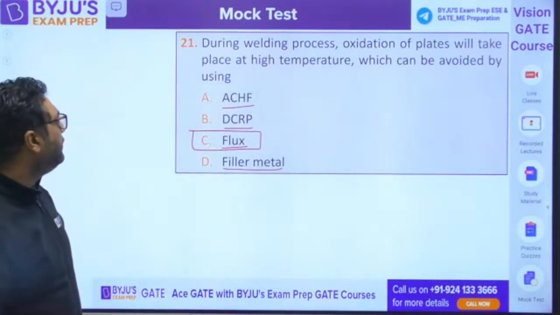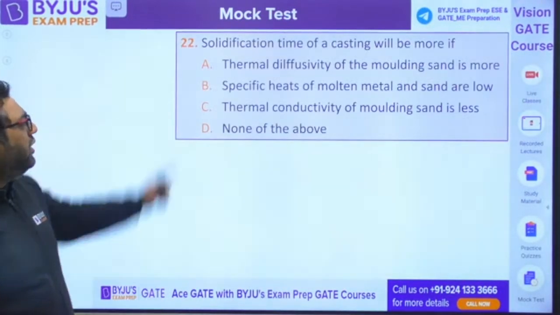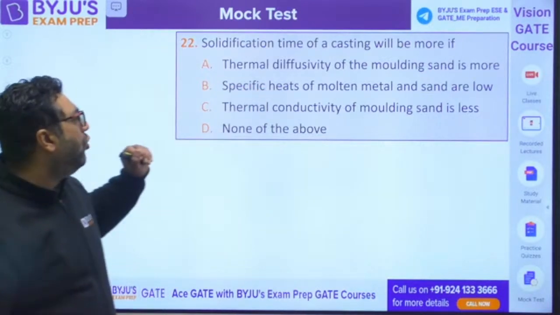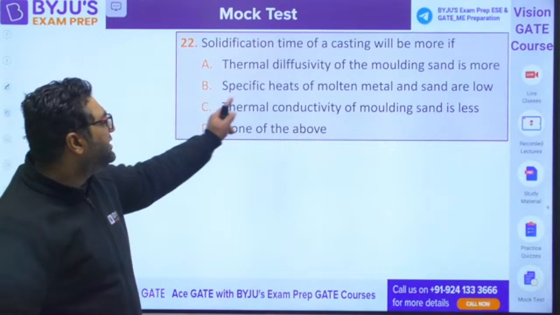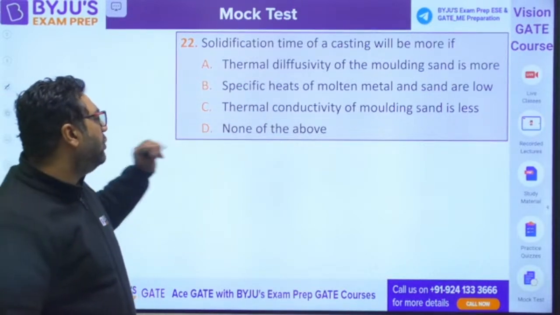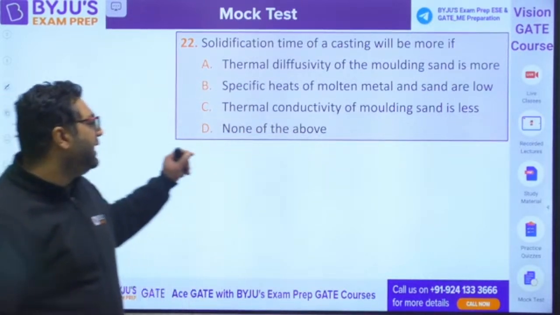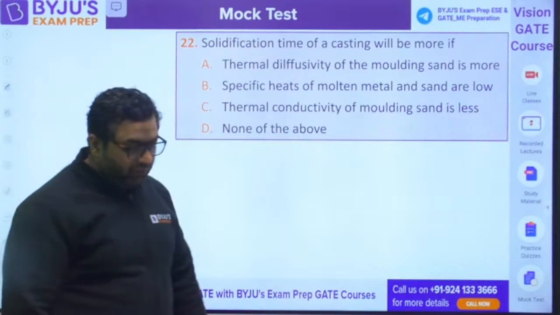So moving to question number 22. Solidification time of a casting will be more if thermal diffusivity of the molding sand is more, specific heat of the molten metal and sand are low, thermal conductivity of molding sand is less, or none of the above. What would be the answer for this?